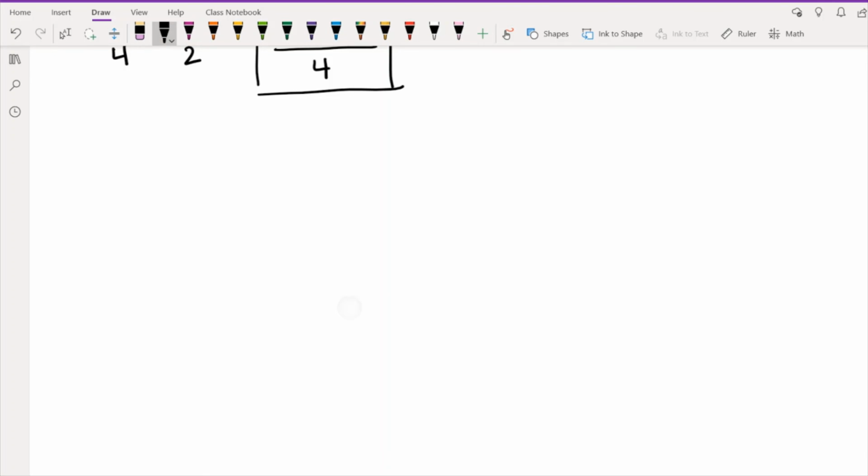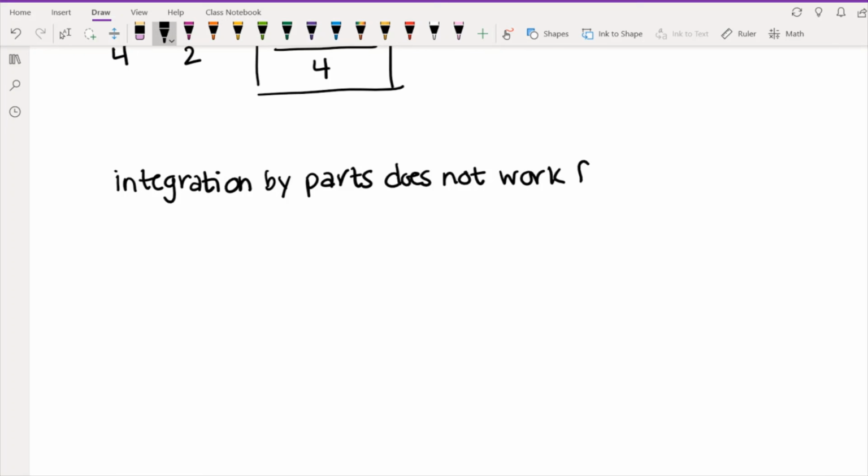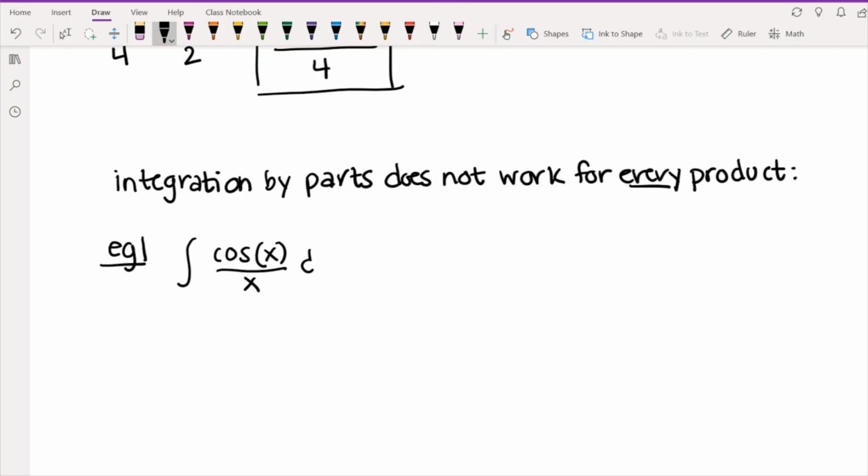So let me just write that down here. Integration by parts does not work for every product. So one example would be trying to find the antiderivative of cosine of x over x. So it looks like a simple enough integral, right? Not too much crazy going on here.